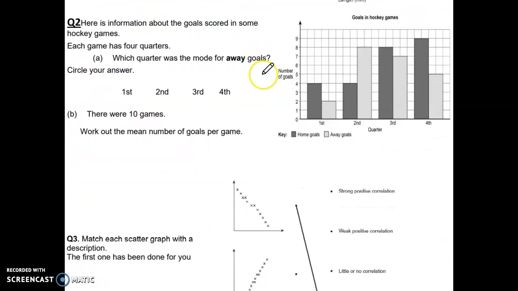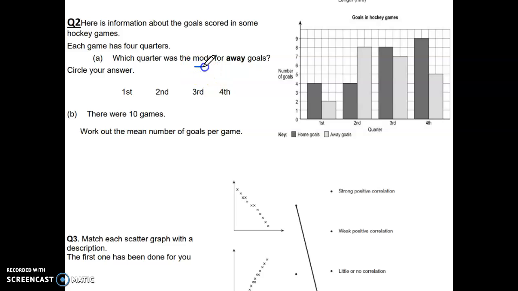So question 2 says here is some information about goals scored in some hockey games. Each game has 4 quarters. So there's your quarter going across there, first, second, third, fourth quarter. Which quarter was the mode for away goals? You've got a key down here, so the home is the dark one, away is the light one.